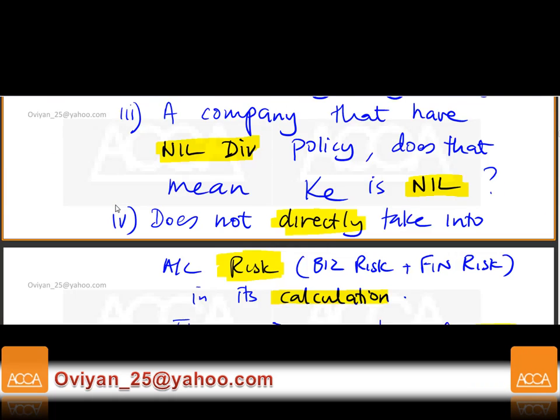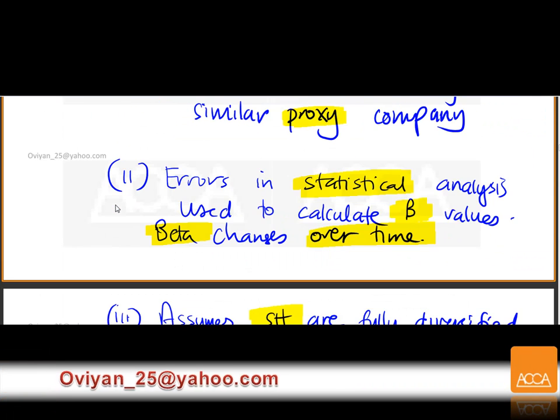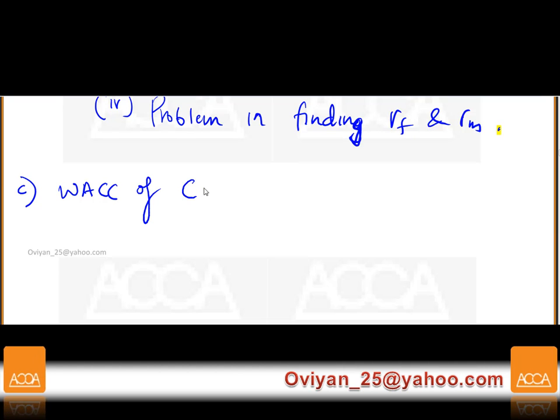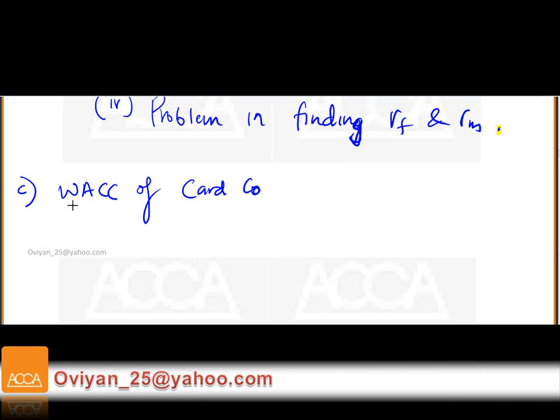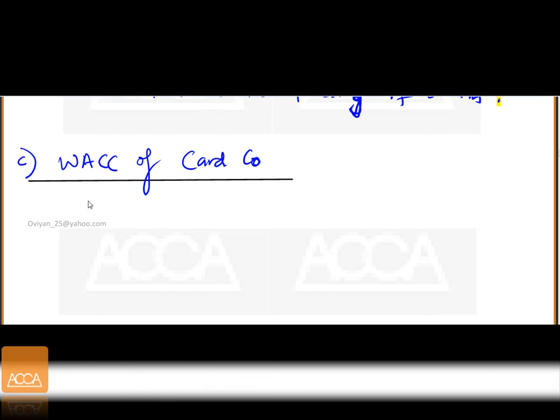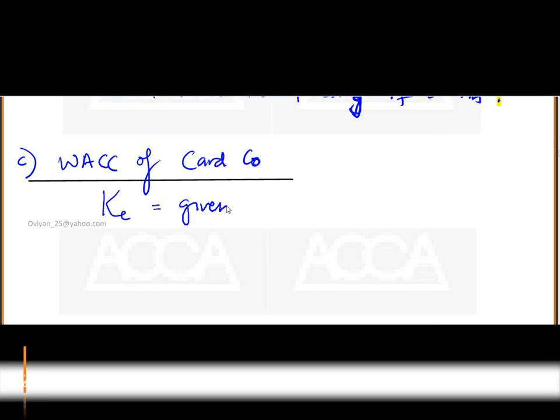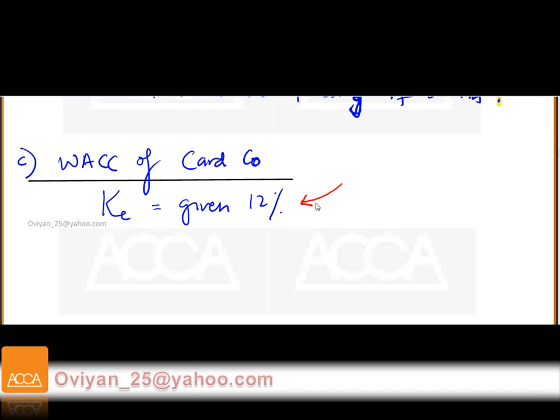So what I'm going to do here is start my answer. Let me go down. I'm going to say part C, weighted average cost of capital of card company. Well, actually cost of equity is given, at 12%. Now I'll show you how the examiner got 12%.